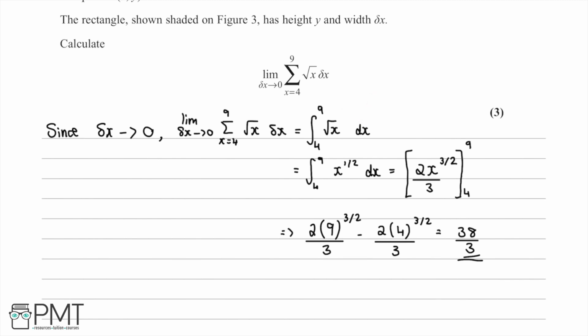We then gain our second mark for successfully integrating the square root of x and getting to this stage here with our square brackets and our limits here and here. And then we receive our third and final mark for correctly substituting our limits into this expression and coming out with the correct answer of 38 over 3.